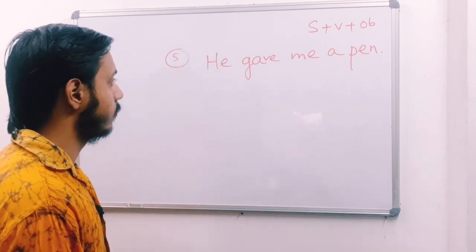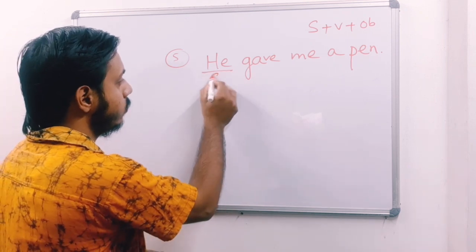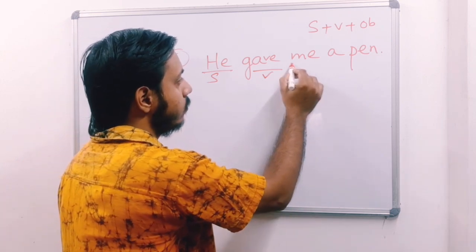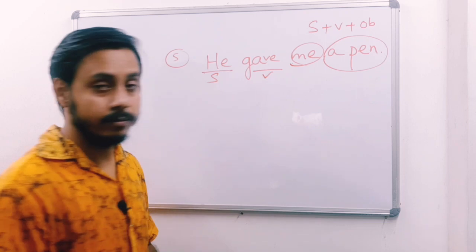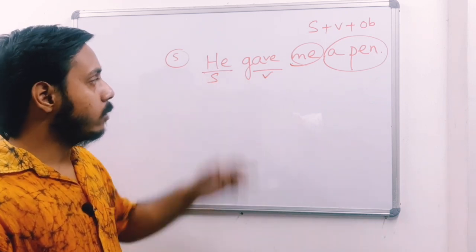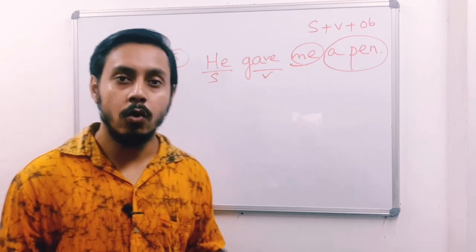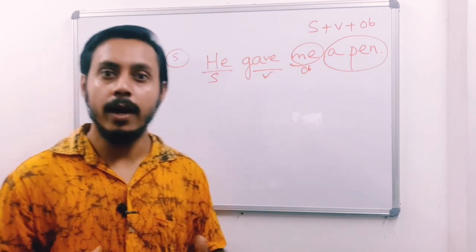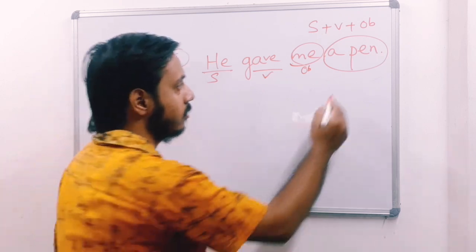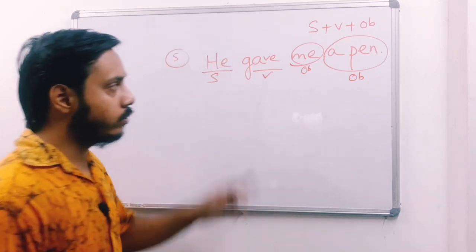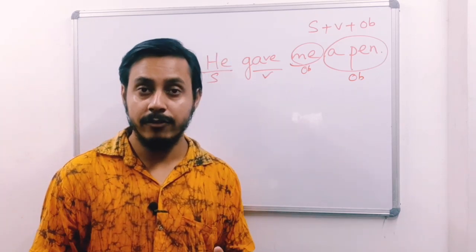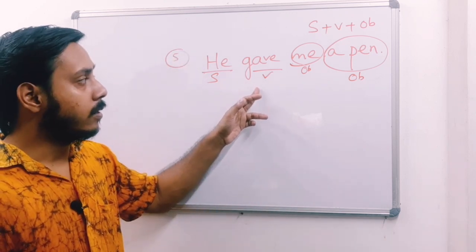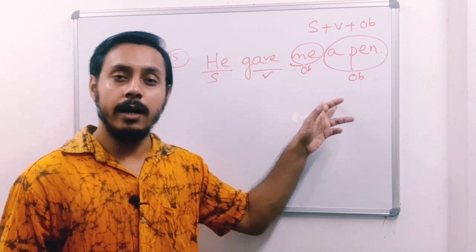For example, he gave me a pen. He, subject, we know that. Gave, verb, we know that. Then what about me and a pen? See, you ask questions. He gave whom? He gave me. That means it is an object. He gave what? He gave a pen, again it is an object, isn't it? That means we have here two objects. The verb here carries two objects. The first one is me, the second one is a pen.